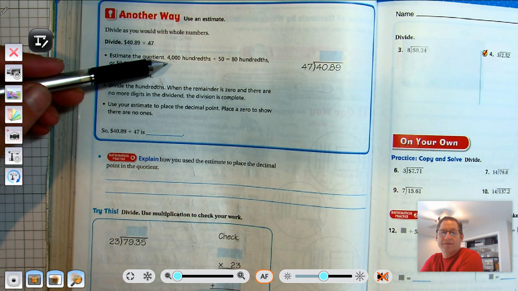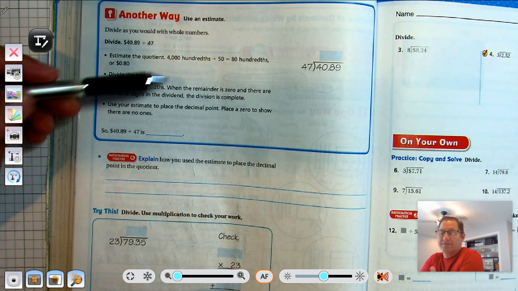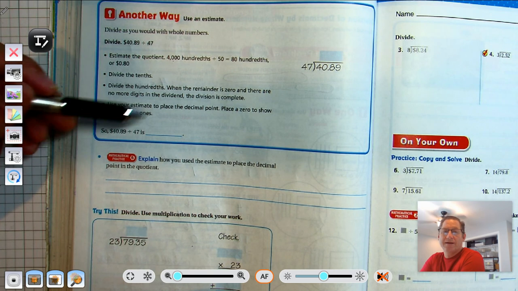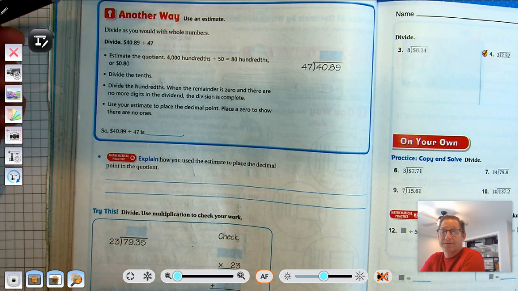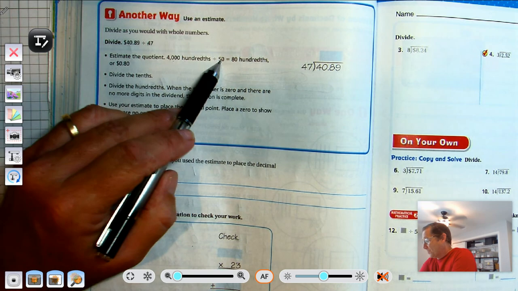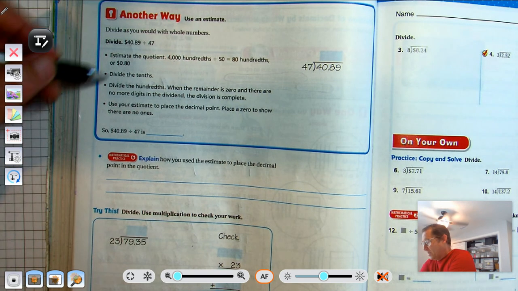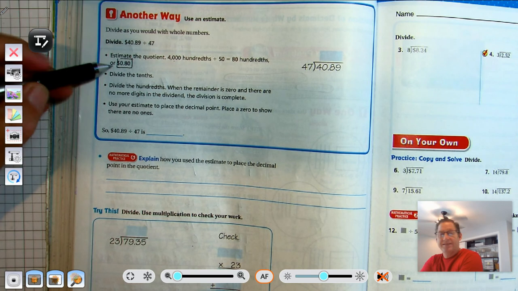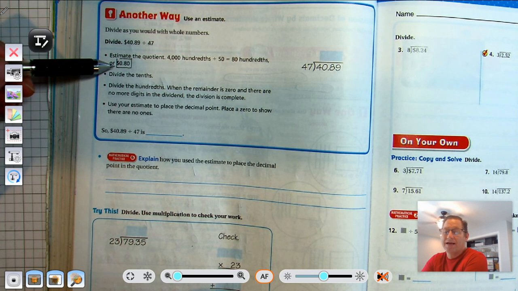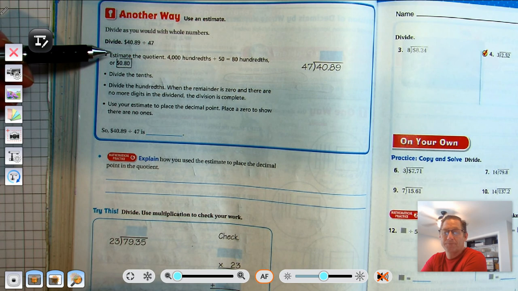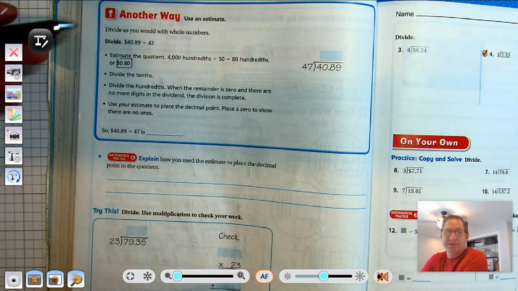4,000 divided by 50 is a simple number to do because 8 times 5 is 40. So we would have 80 hundredths or 80 cents. So this here is going to tell me that my answer is going to be less than 1 whole. So that should help me with placing the decimal.